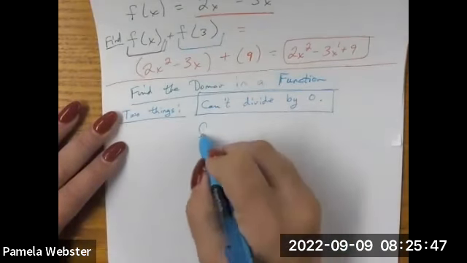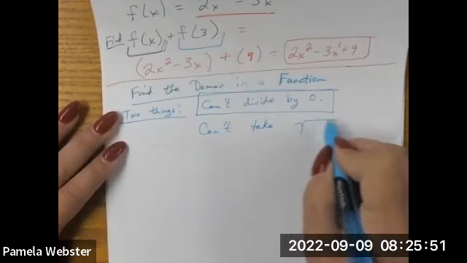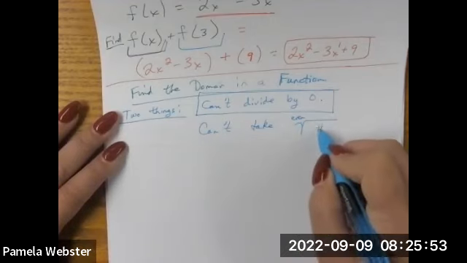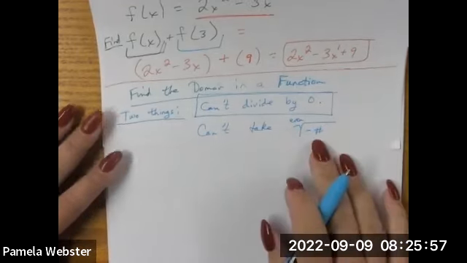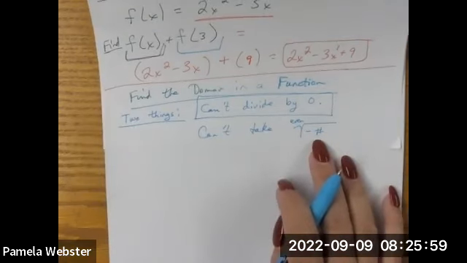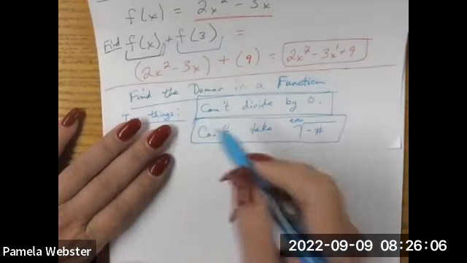And I can't take an even root of a number. Okay, so a square root, a fourth root, whatever, if that number inside of the radical is negative. Okay, and we may actually have heard of imaginary numbers before. We'll deal with those later.